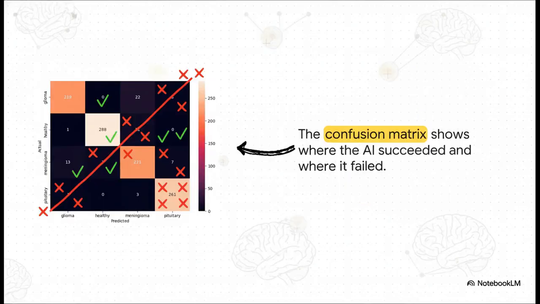So this chart here is called a confusion matrix. Just think of it as a super detailed report card for our AI. That bright diagonal line running from the top left to the bottom right, that's everything it got right. Perfect. But all the numbers off that diagonal, those are the mistakes. And you can see that while it's great with healthy scans, it's making some pretty big errors somewhere else.